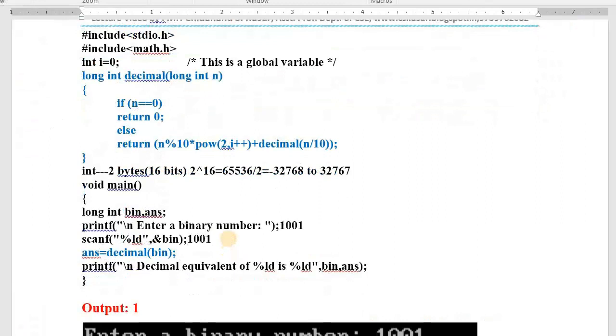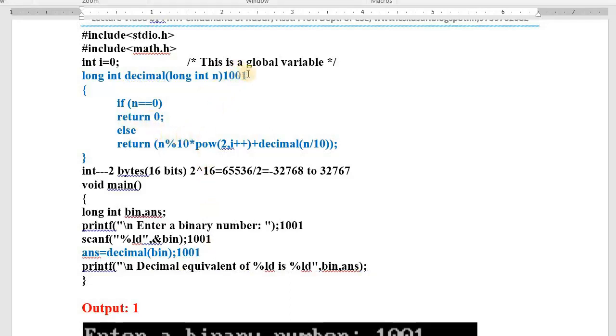Now this has 1001. That is what I pass to the recursive function decimal. That will be transmitted to the n value. What is the n value? 1001. Is it equivalent to 0? No. No means what do we do, do you know?